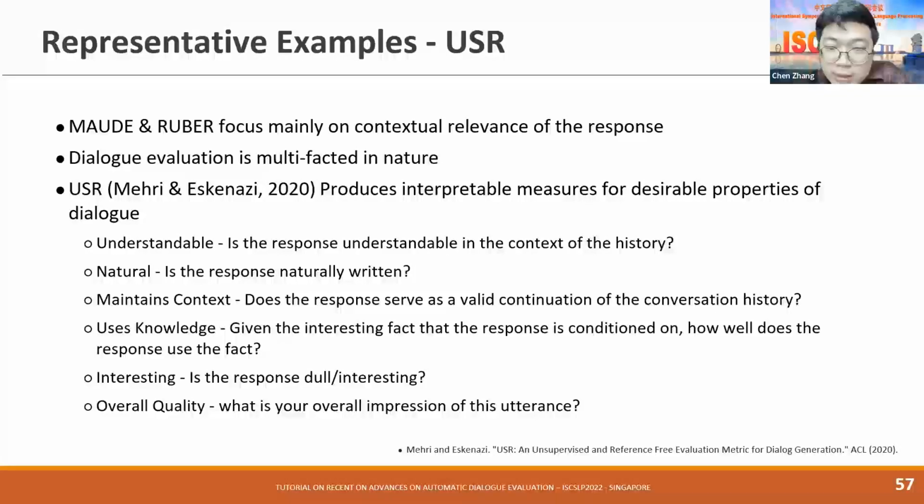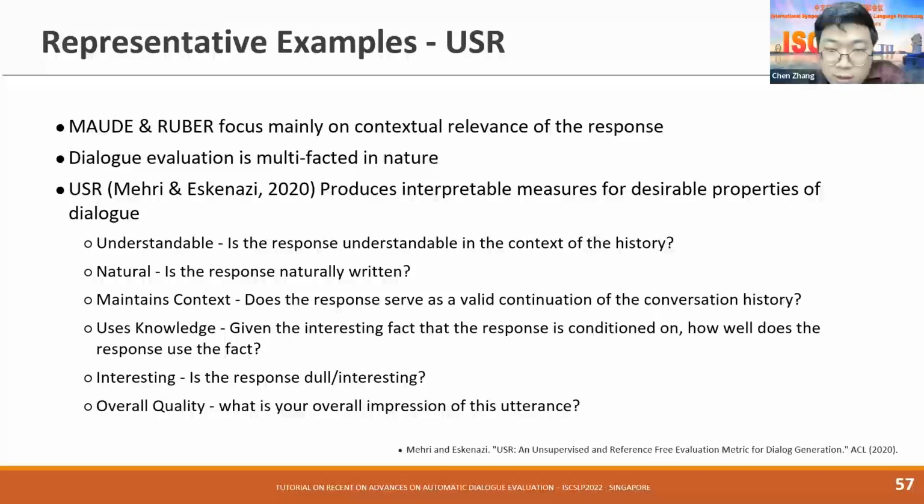The first one is understandable. It evaluates whether the response is understandable in the context of the dialogue history, basically the dialogue context. Then naturalness of the response, which pertains to the grammar of the response, because we know some sequence models tend to generate text that is not well formed. So we want to evaluate whether the generated text is well formed in terms of English grammar. The third one is maintains context, that is, the response serves as a valid continuation of the conversation history.